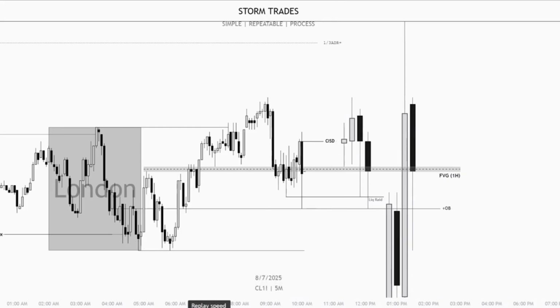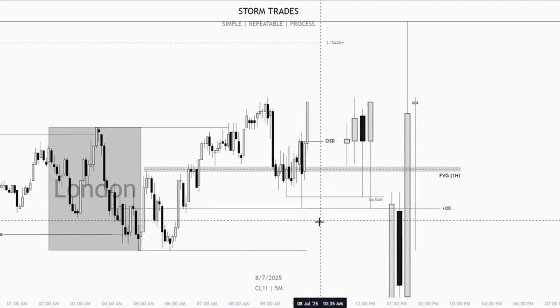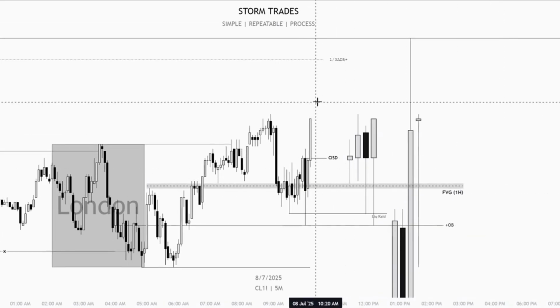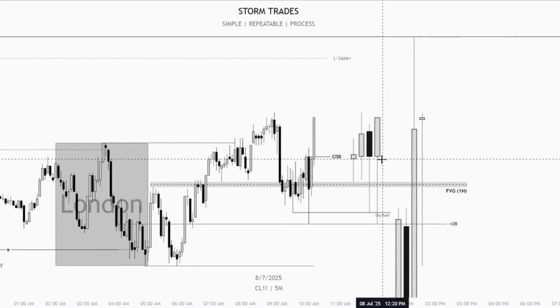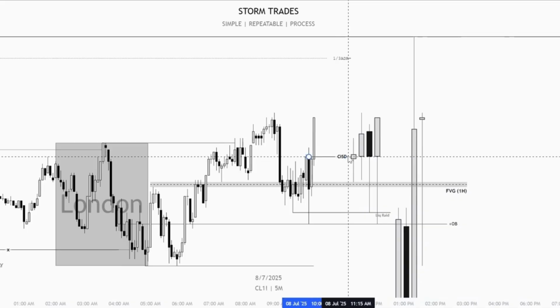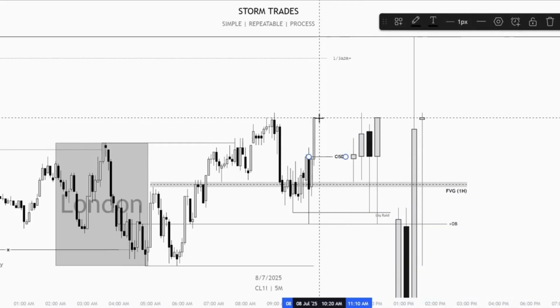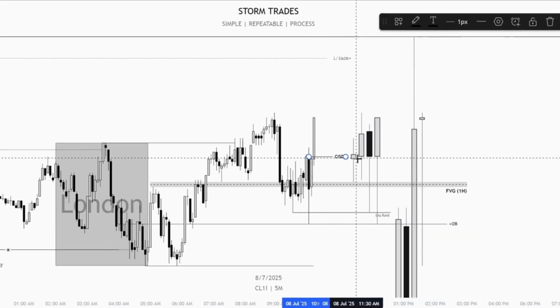Here, I'm just going to follow price, and already it looks like we're trying to close above it, and boom, that is displacement right there. Now, this is pretty far away from the change in state of delivery, and I didn't want to chase price here, right?